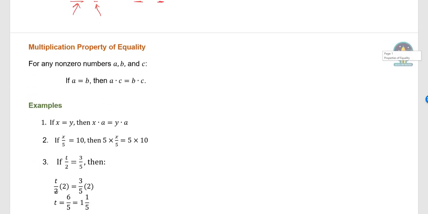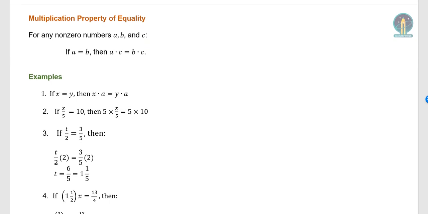The next property is the multiplication property of equality, and obviously that involves multiplication. For any non-zero numbers a, b, and c, if a equals b, then again multiplying a and b by the same constant c keeps the equality the same. Examples are if x equals y, then x times a is equal to y times a. Okay. If x over 5 equals 10, then multiplying by 5 on both sides keeps the equality the same.